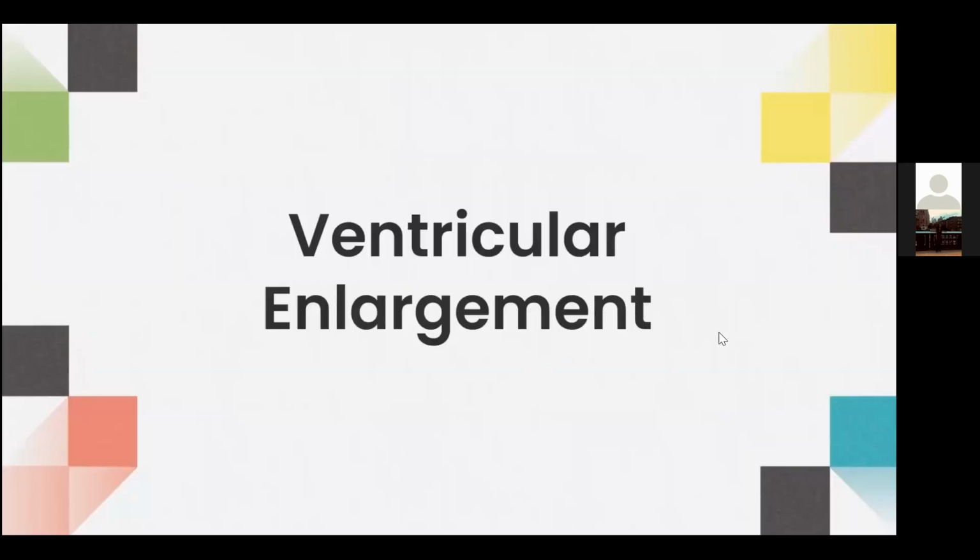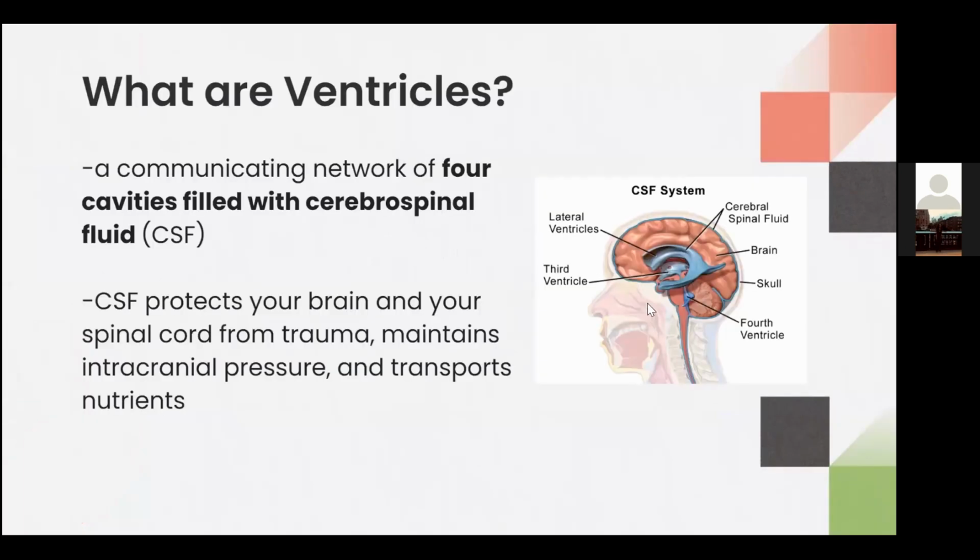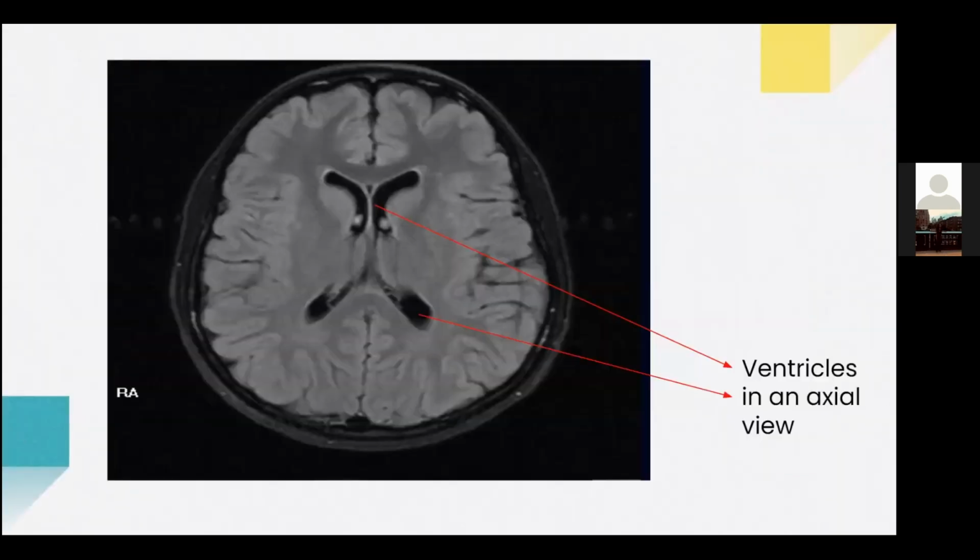And now we're going to talk about ventricular enlargement, which is also a structural change in Alzheimer's disease. So what are ventricles? Ventricles are four hollow cavities in the middle of your brain, and they're usually filled with CSF fluid. CSF fluid protects your brain and your spinal cord from trauma, and it also transports nutrients to the cavities. And this is what the ventricles look like on an MRI scan. They look like an X, as you can see right here.